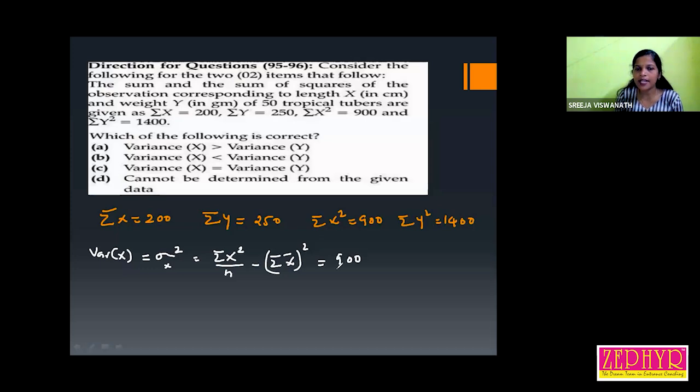Sigma x square is 900 and the number of observations, here it is given 50 tropical tubers, so n is equal to 50. 900 by 50 minus x bar squared. How to find the x bar? X bar is the mean. How to find the mean? X bar is equal to sigma xi by n: the sum of observations divided by the number of observations. Here the sum is 200, the number is 50, whole square. What we get? 900 by 50.